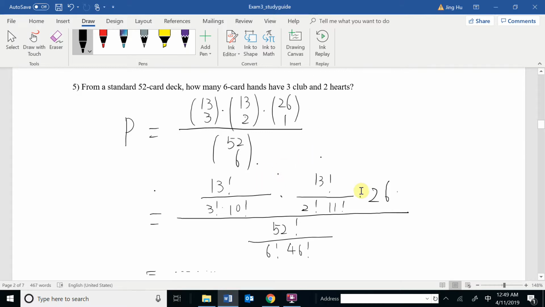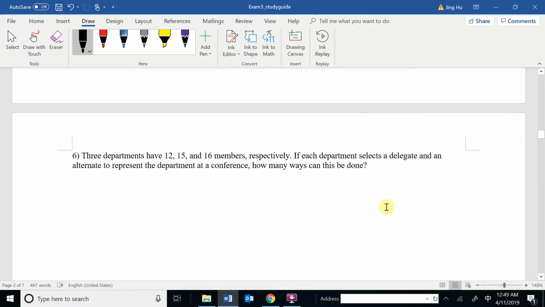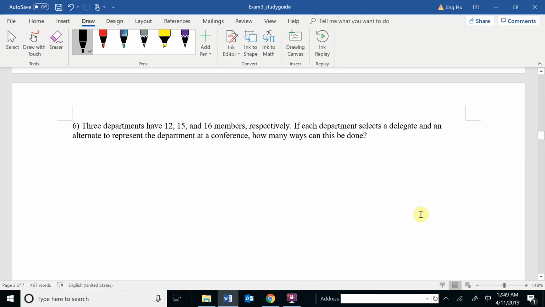Now let's move to the next question. Number 6. Total has 3 departments. You have 12, 15, 16 members. For each department, we need to select 2 people. One is delegate, another is alternate. So here order matters. For the first department is 12, choose 2. This is a permutation. The second department is 15, choose 2. The third is 16 people, choose 2.